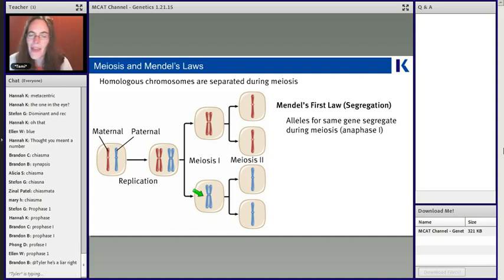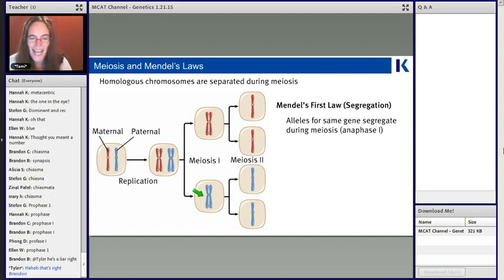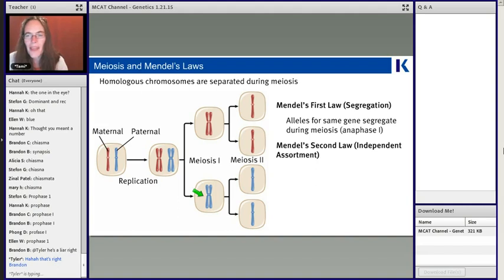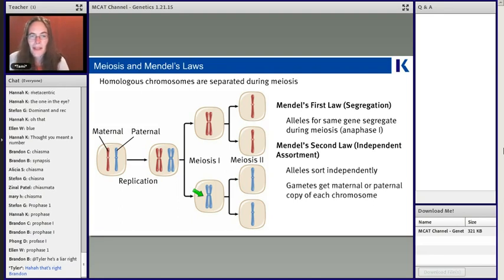All right, and then yes, you are correct, Brandon. He was a little bit of a liar. And here's why he was a little bit of a liar. It's not that he really lied, it's that he didn't quite understand when he was talking about the second law. The second law says that alleles all assort independently. The gametes have each copy, and what it means is that the allele for one thing does not affect the allele for another thing. Each allele is separate.